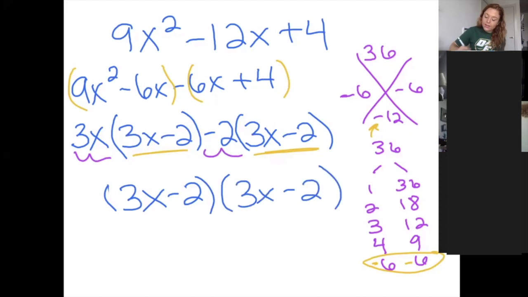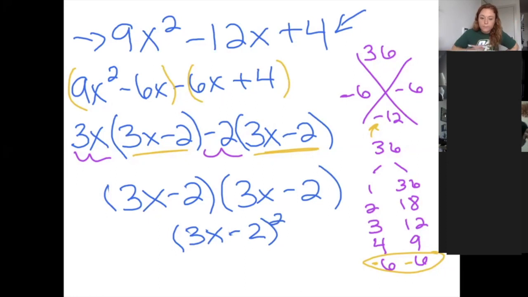They're the same binomial. They're the same exact binomial. So what just happened here is what we call a perfect square. If we saw that there was a 9 and a 4, so the A was a perfect square, the C was a perfect square, and that C was positive, then our answer would have looked like this: 3x minus 2 squared. That would have been the simplest way that you could have written that.